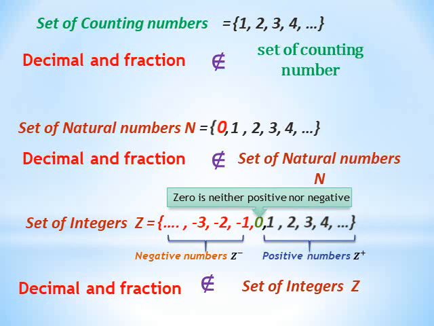Okay? So, mister, I have sets, and every time I modify something for it. In counting 1, 2, 3, 4 and so on, if I modify 0 only, it becomes the natural numbers. If I modify negative numbers for it, it becomes the integer numbers. So decimal and fraction do not belong to counting, natural, or integer numbers. Don't forget that. What about the next one?